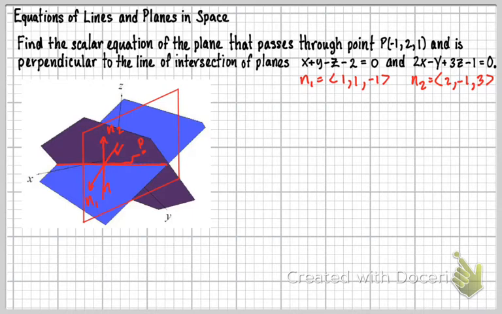Okay, so that's what we're going to do now. So I'm going to take that n1, 1, 1, negative 1. And I just think of the ijk up here. Essentially what I'm doing is I'm setting this up for my cross product. So 2, negative 1, 3.